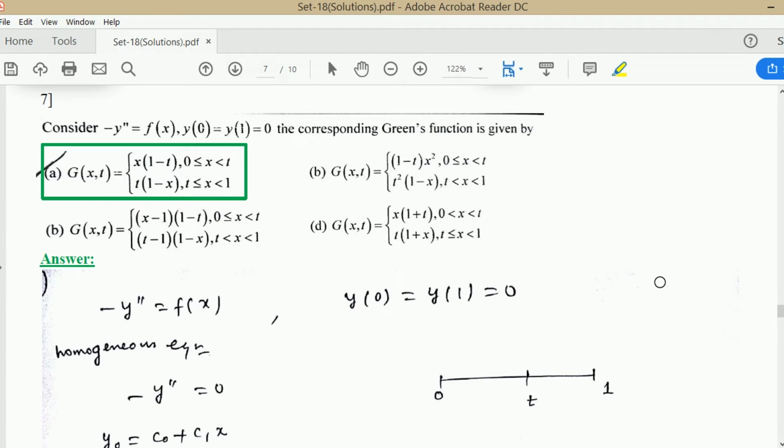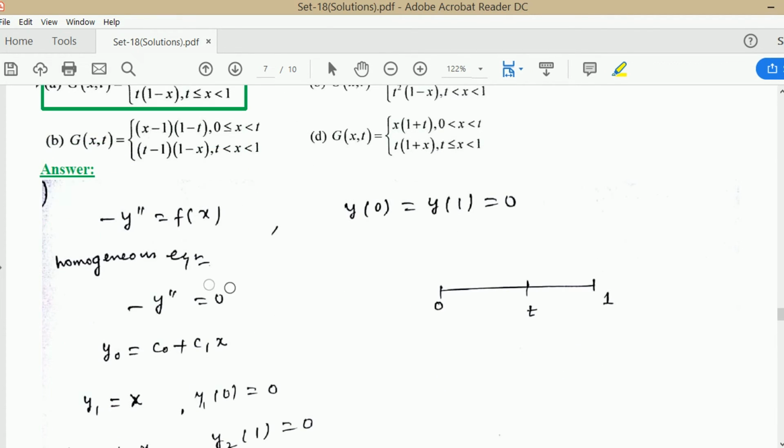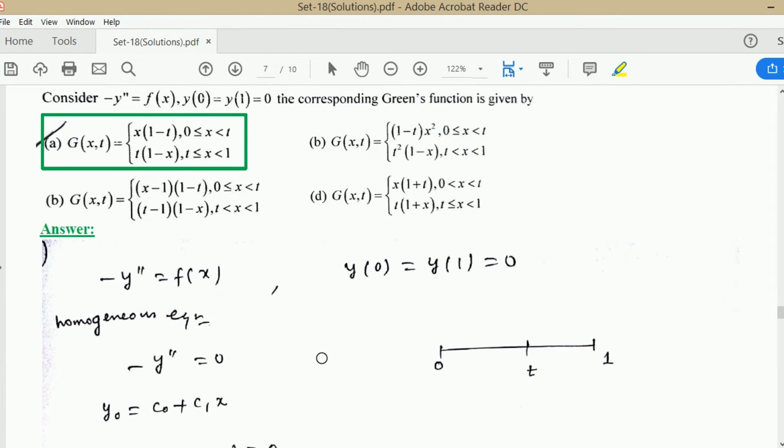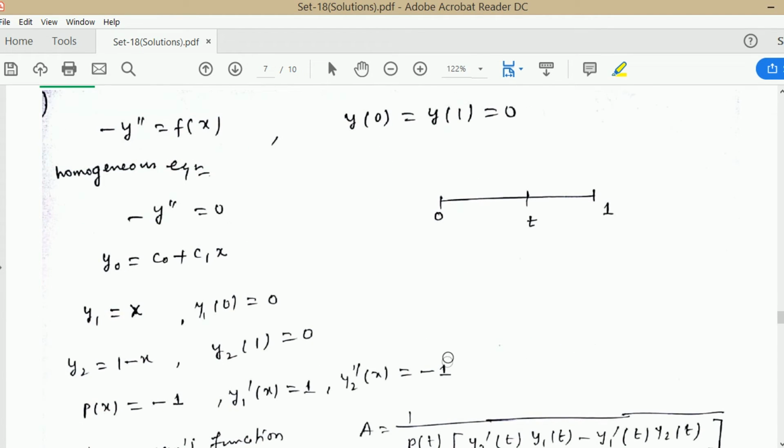So what we do, whenever we are given a differential equation of second order, we just write the homogeneous form: minus y double prime equals 0. Homogeneous means the right hand side is 0. From this we will calculate the solution in the form c0 plus c1 x. Now we have to find two function values, y1 and y2.